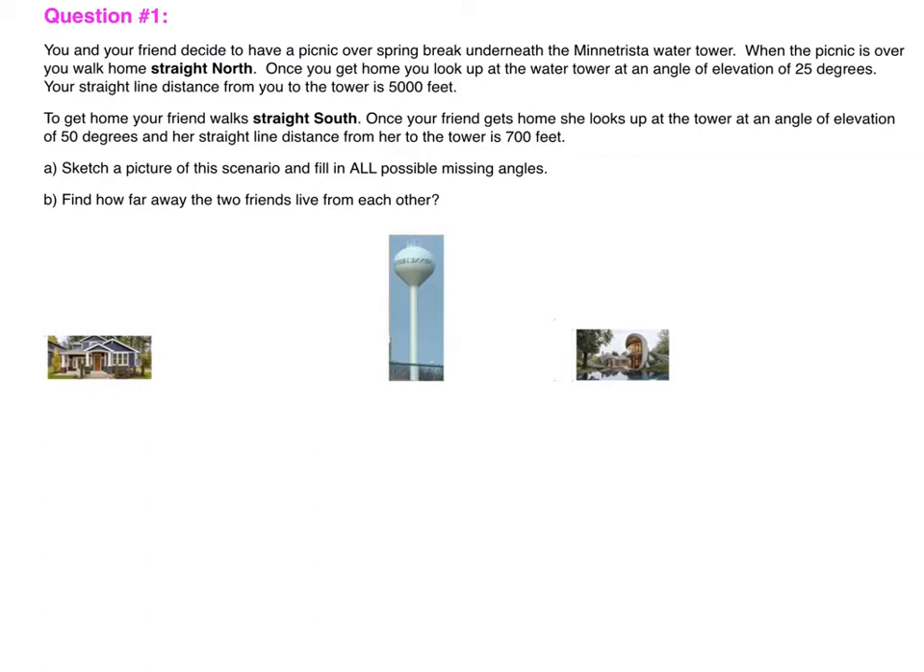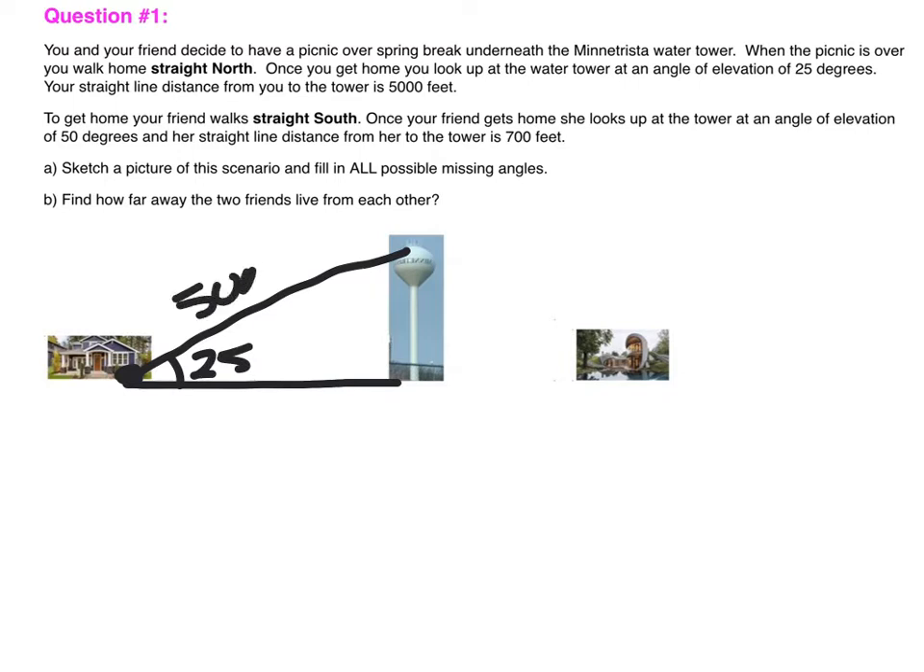So when I sketch that, I'm walking home. I then look up at the tower. That is my 25 degrees. And the distance here is the 5,000 from me straight line to the tower.